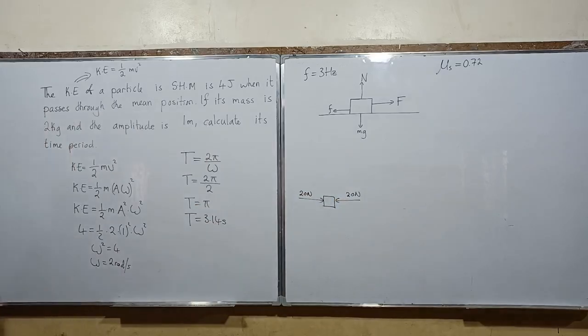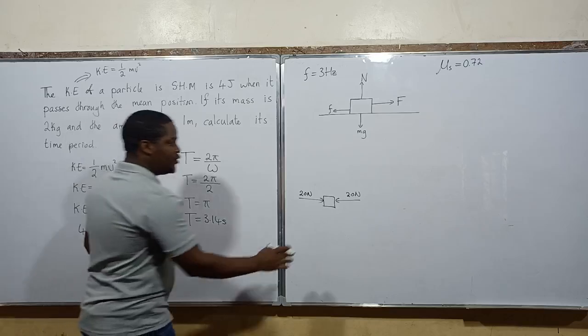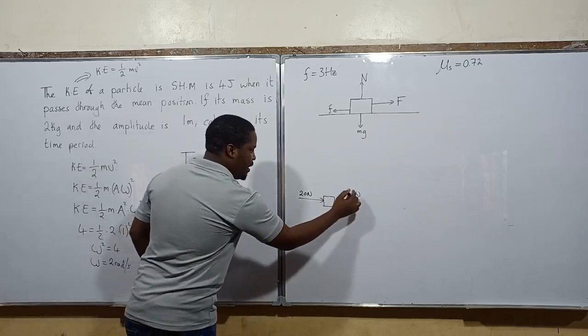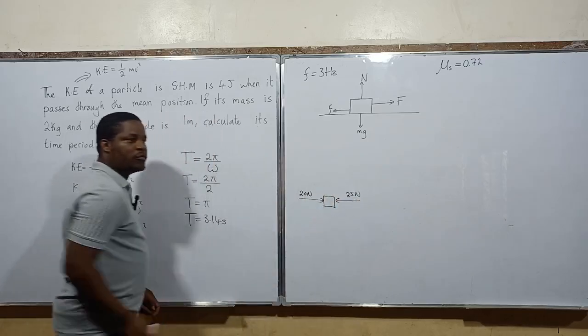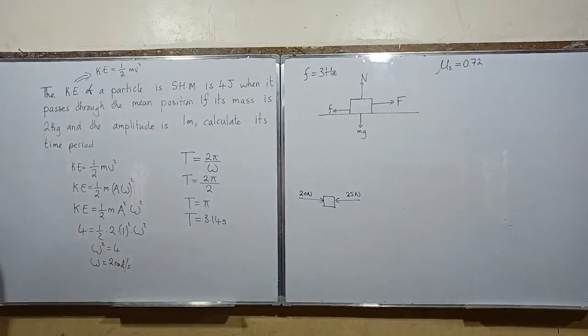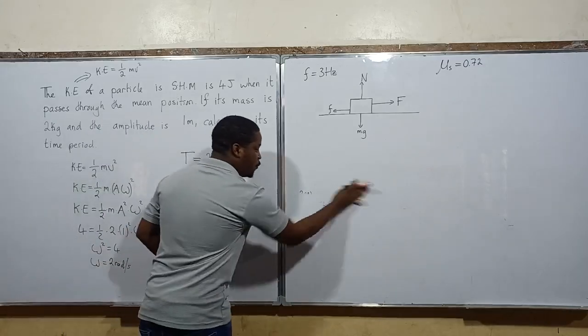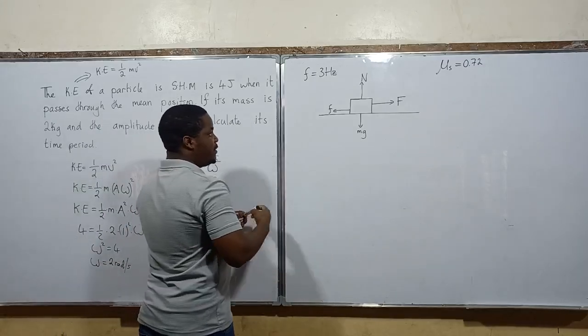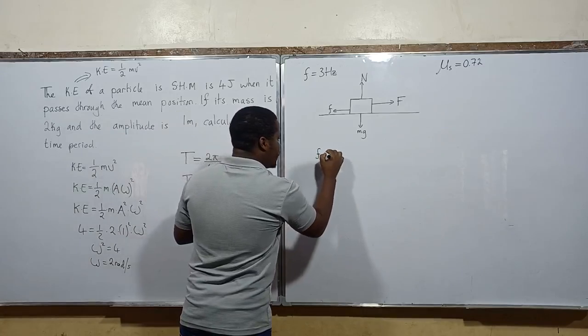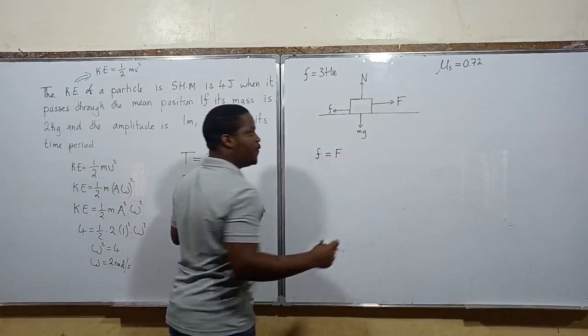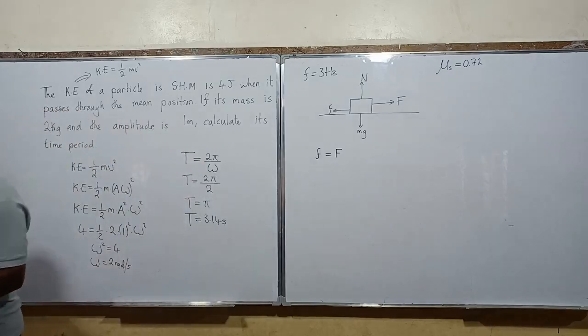The answer is no. Why? The forces are balanced. But as soon as you increase the force on one end, you see that the object will start moving. So for that object not to move means that the forces must be the same. So let's apply Newton's third law of motion, which states that for every action, there is an equal but opposite reaction. So we're going to say friction force is equal to applied force.